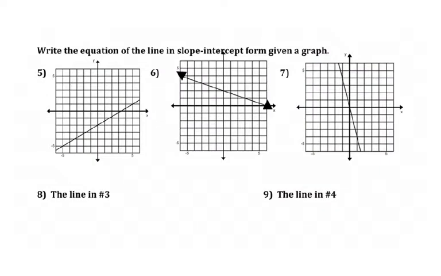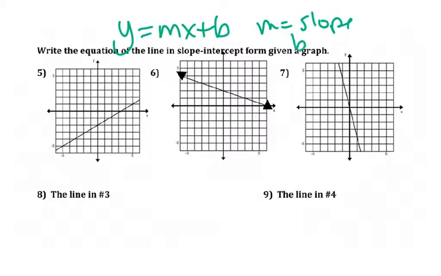Okay, number 5, we're going to write the equation. So remember that the equation of a line is y equals mx plus b. M is the slope, and b is the y-intercept, so where it crosses the y-axis. So looking at number 5, it crosses the y-axis at -2, so b is equal to -2.